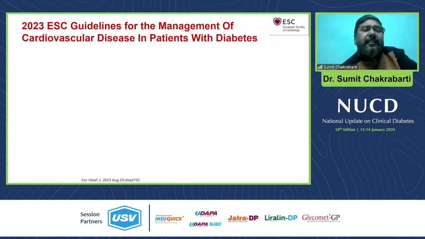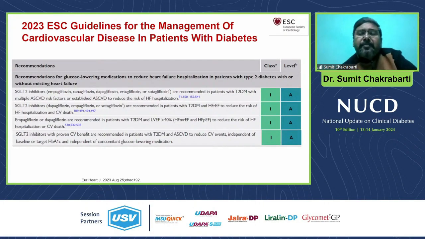Even in the ESC guideline, there is a recommendation that SGLT2 inhibitors are very much recommended in patients with type 2 diabetes with multiple risk factors or established atherosclerotic heart disease, and they all show a class 1 level of evidence. We can consider different gliflozins, empagliflozin and dapagliflozin. They have robust backup studies behind them, and the other molecules are yet in the pipeline.